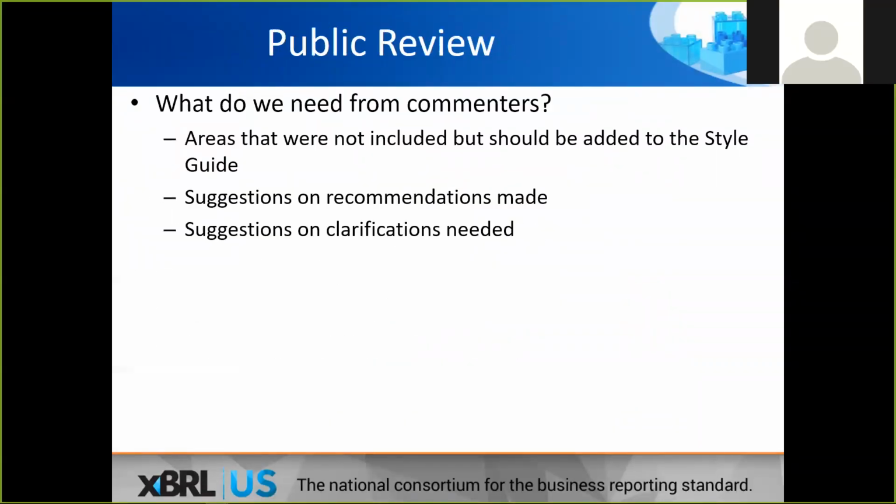So the next thing here is, what are we really looking for, and what do we want from commenters? Basically areas that aren't included but that should be. So if you see something that's missing, as I mentioned before, we'd like to hear about that. We'd like suggestions and recommendations made. Maybe we're putting something in here and haven't thought about the impact of it. It could be as simple as, hey, that's a pretty good idea, but maybe it should be, instead of must, it should be should, in terms of the strength of the particular thing. If there's areas that need clarification that aren't clear.